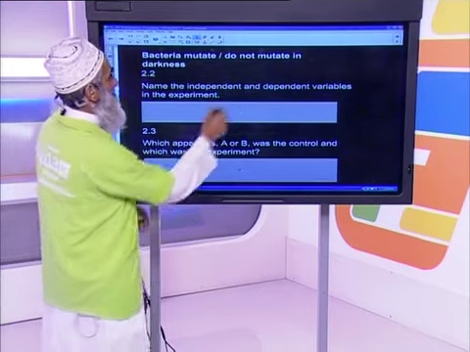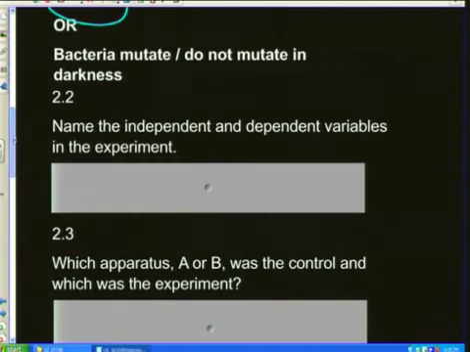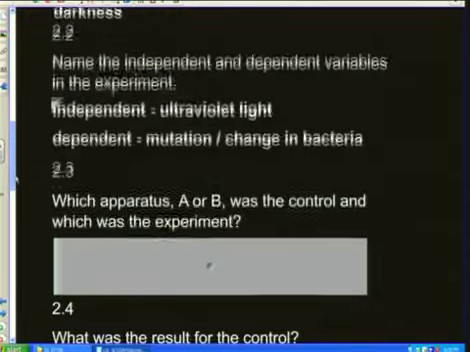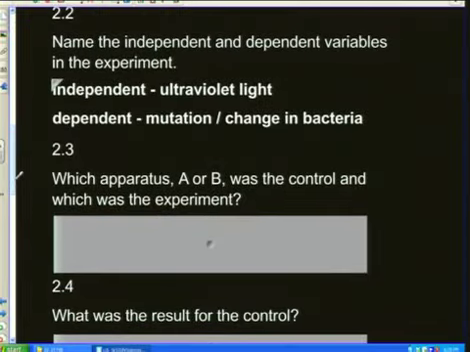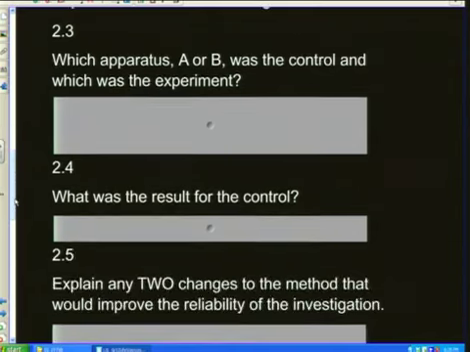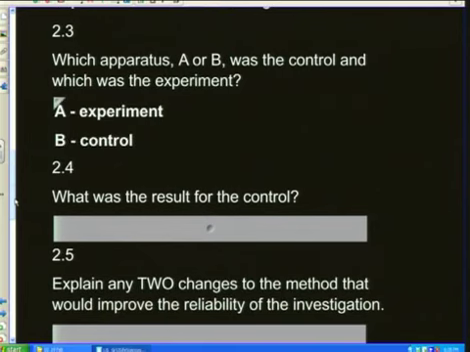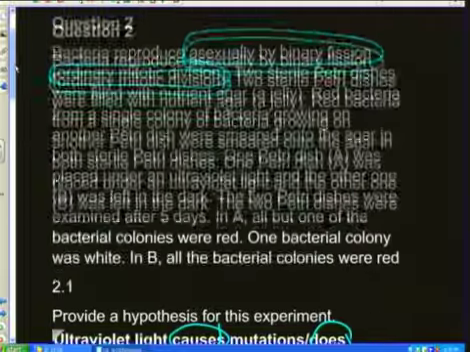Name the independent and dependent variables in this experiment. In this experiment, the independent variable, as I said earlier, will be the ultraviolet light because you, the investigator, are in control of that. The dependent variable is the mutation or the change in the bacteria because that you're not in control of. Which apparatus, A or B, was the control and which was the experiment? A was the experiment and B was the control.